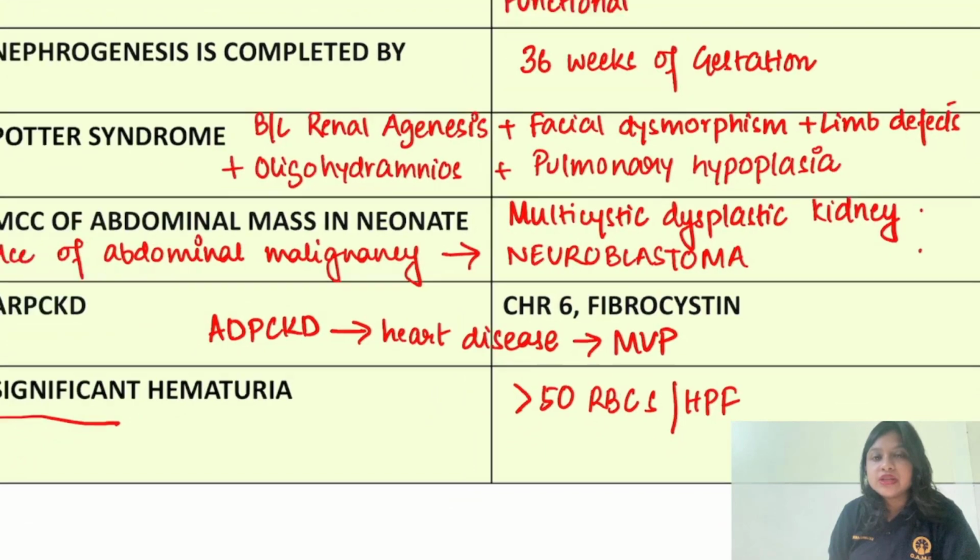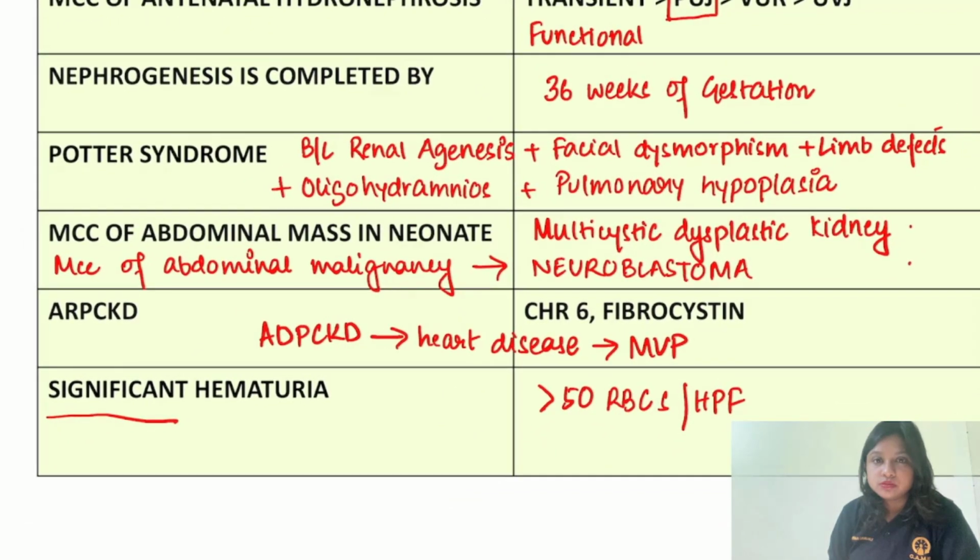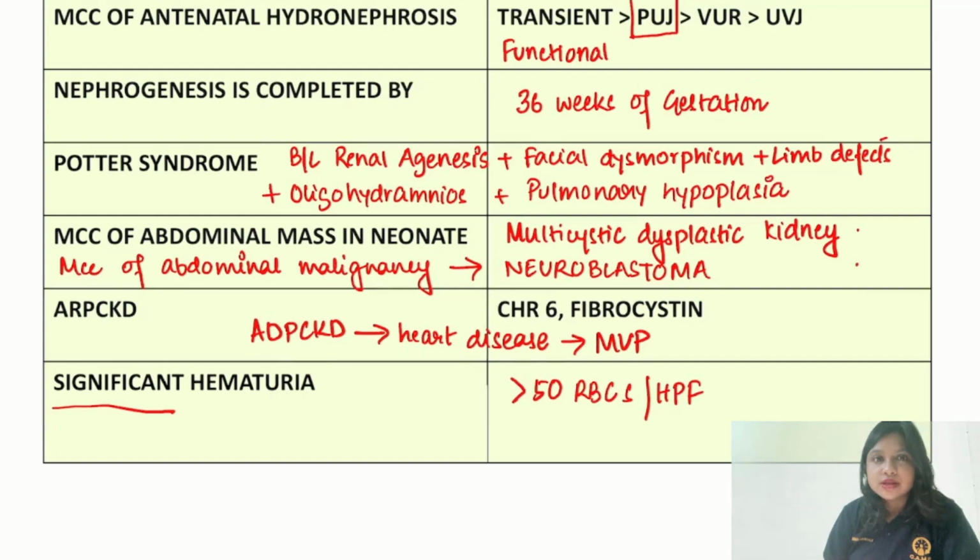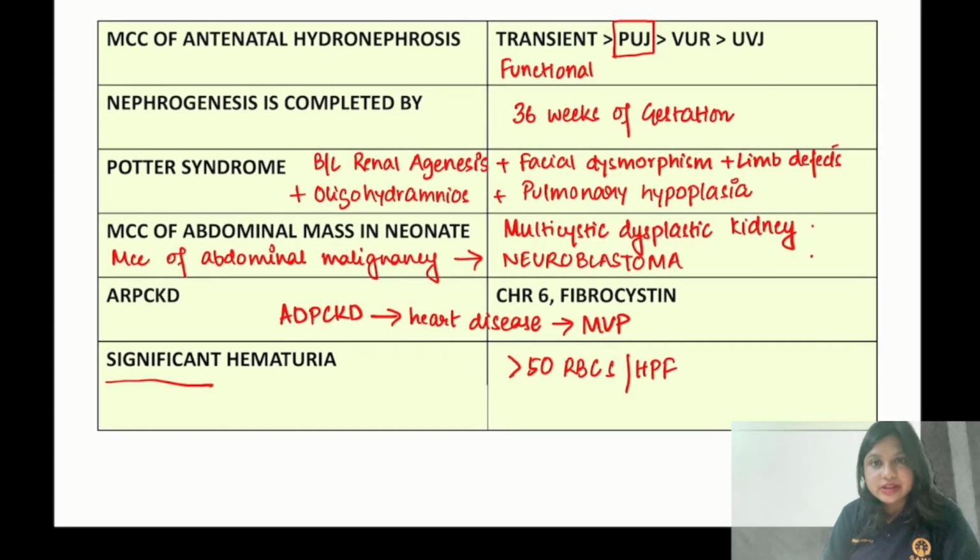So you need to remember this magic number 50, right? So hematuria means more than 5. If it is significant hematuria, it means more than 50. So I hope this slide regarding the one-liners is very clear.